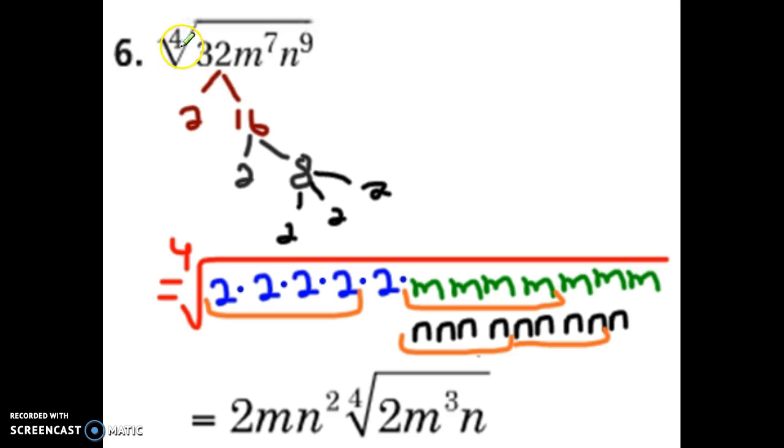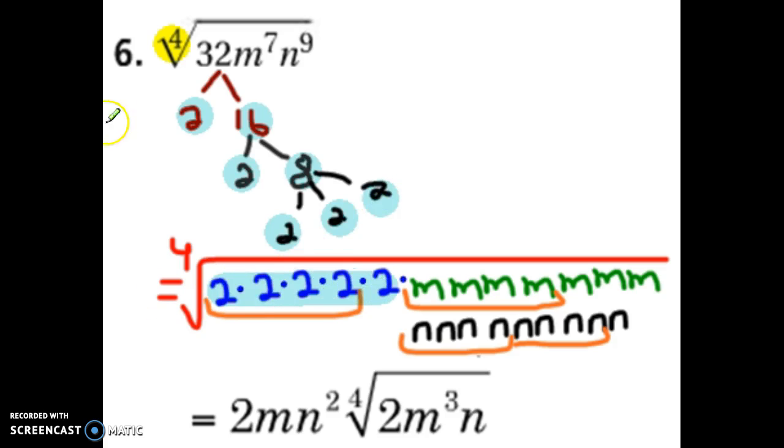In problem number 6, my index is 4. I'm looking for sets of 4 to come out. I'm going to factor 32, 2 and 16. Factor 16, 2 and 8. I factor 8 as a perfect cube. That's how I got all of these 2's.